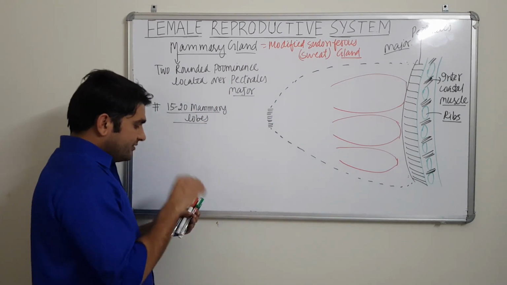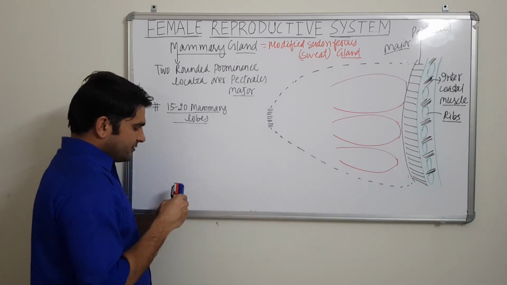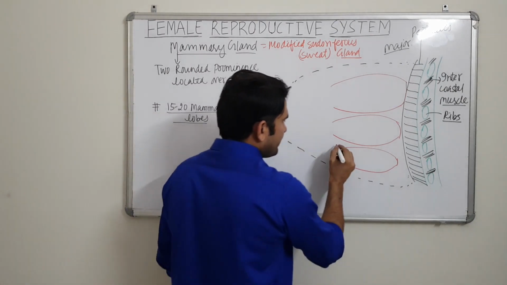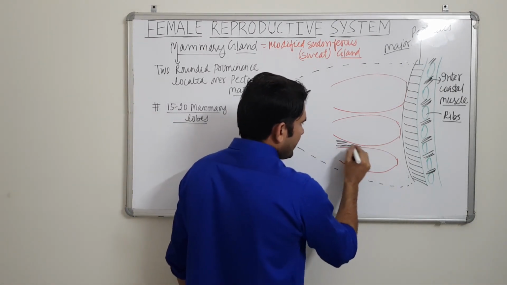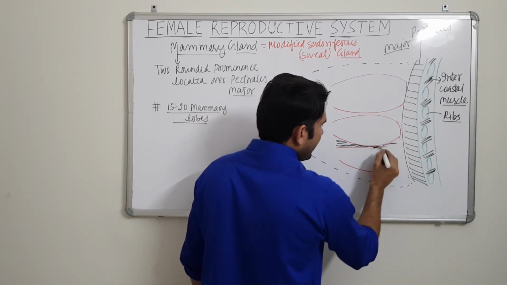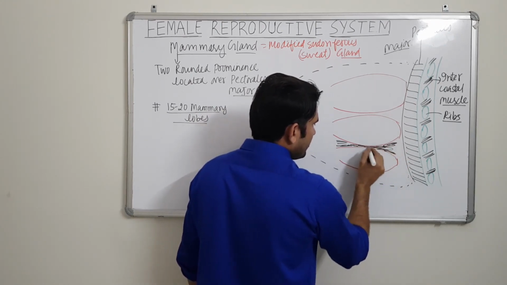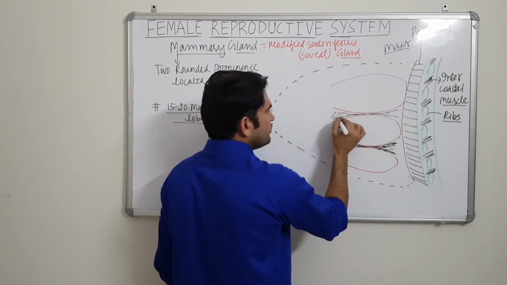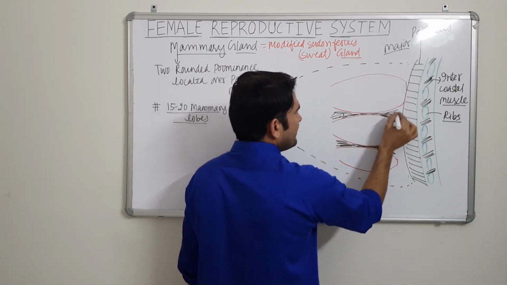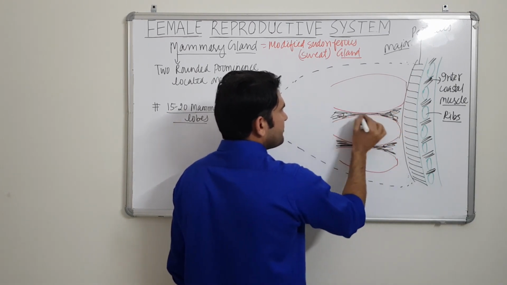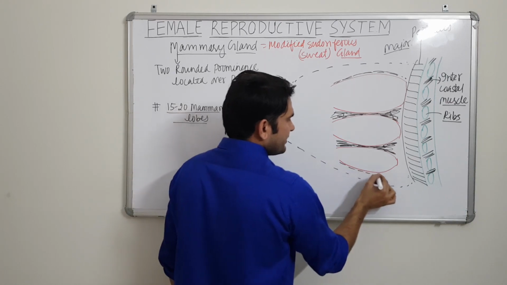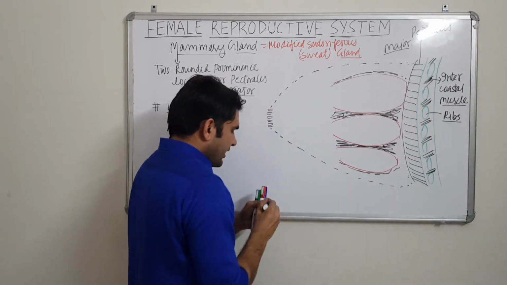Mammary lobes are present inside. See, the mammary lobes have a lot of fibrous connective tissue along with a lot of adipose connective tissue. A lot of fibrous and adipose connective tissue is present between the lobes, which keep the lobes in position. So these lobes would be covered by fibrous connective tissue as well as adipose connective tissue.